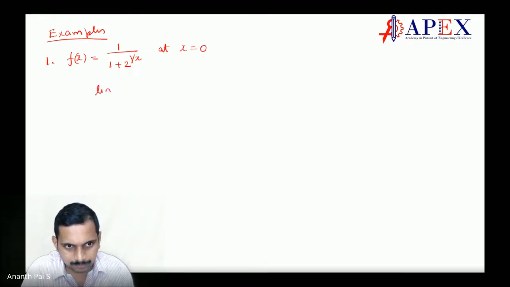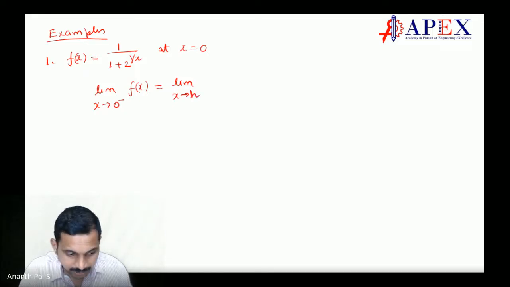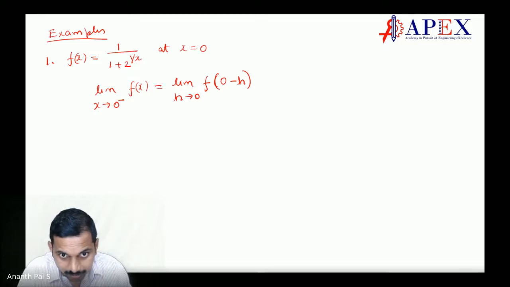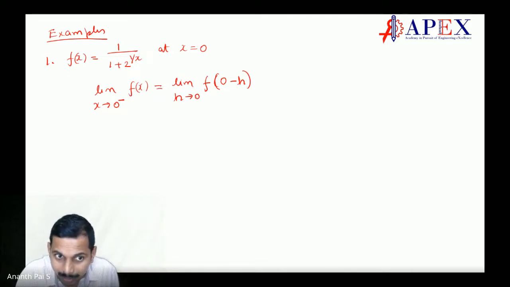Now, limit x tending to 0 minus of f of x. Observe the way we are doing this. I can write it as limit h tending to 0 of f of 0 minus h. See the way I am playing a gimmick here. Instead of x, we are putting 0 minus h because we are going from the negative direction, correct?